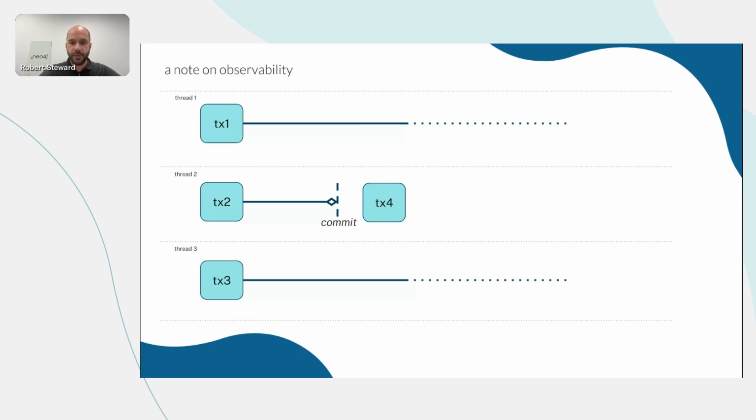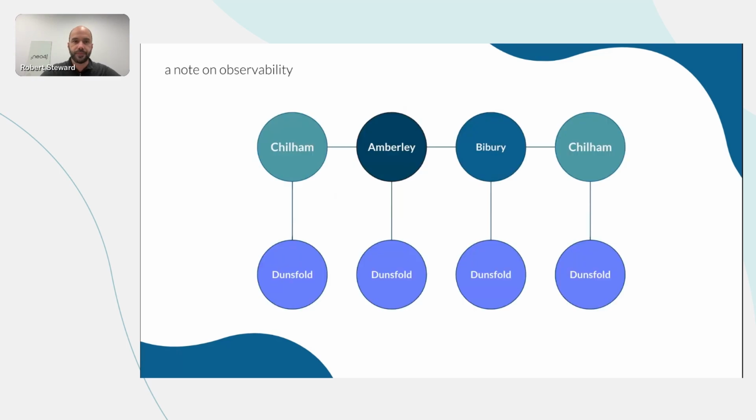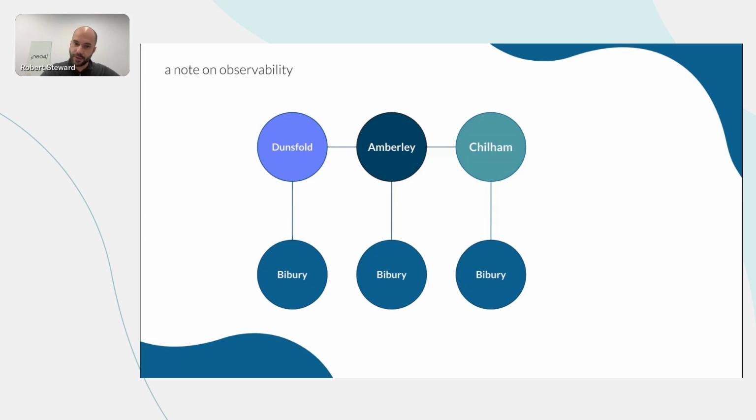We spin up transaction 4. Transaction 4 can see the results of transaction 2, but it can't see the results of transaction 1 or transaction 3 yet because they haven't finished. Likewise, transaction 1 finishes, transaction 5 is started. It can only see the results of transaction 1 and transaction 2, but it cannot see the results of 3 or 4. And so concurrent transactions might produce a graph that looks like this, or it might produce a graph that looks like this, or any other variety that you can imagine.